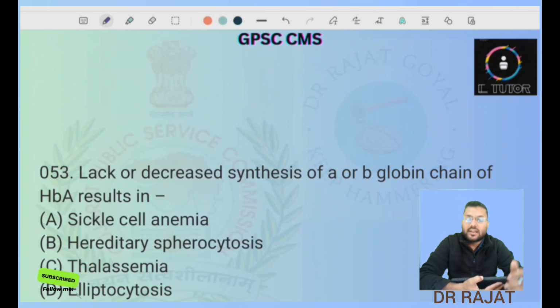Next question is, lack or decreased synthesis of alpha or beta chain of the HbA results in? So this is a direct question. Whenever there is an alpha or beta globin chain deficiency, it will lead to thalassemia. So here the answer will be option C, thalassemia.